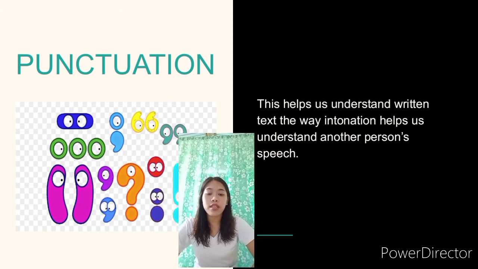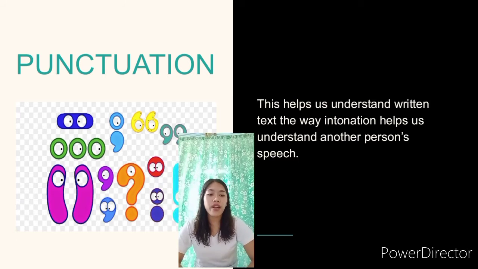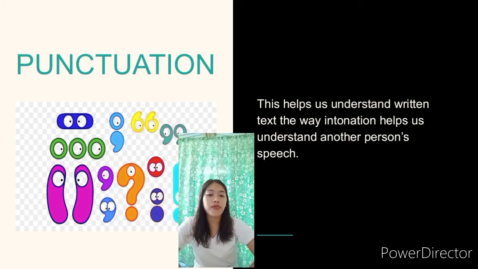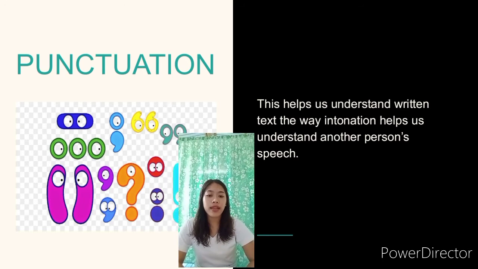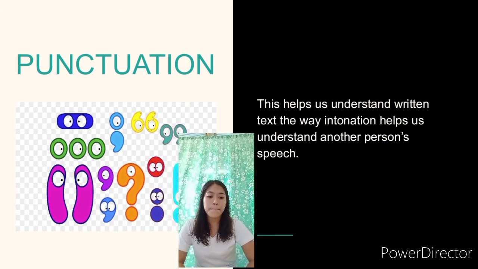These punctuation marks are very important in writing because they separate sentences and their elements, and also clarify meaning. By means of using these marks, we can interpret the tone or the feeling of the author in his writing.